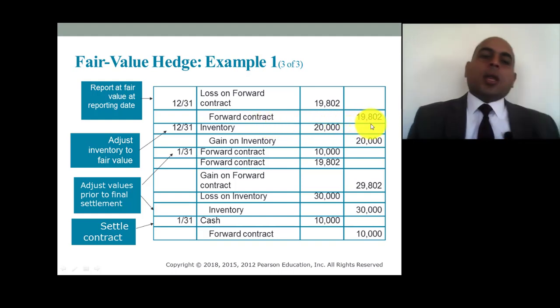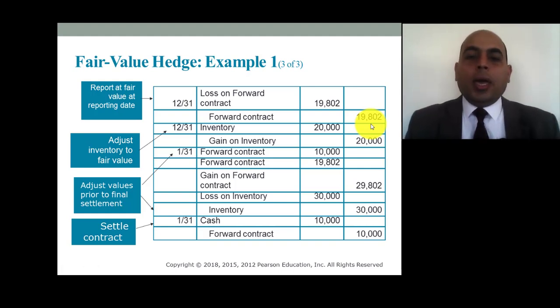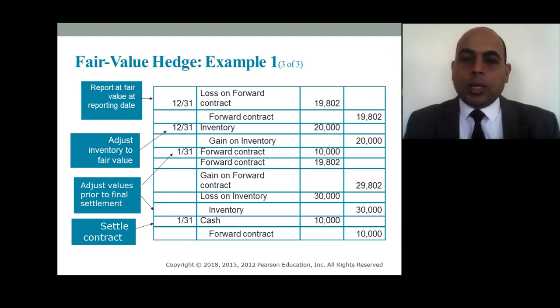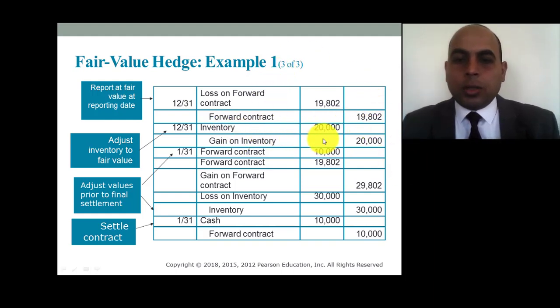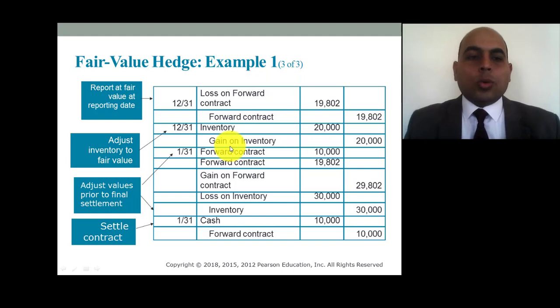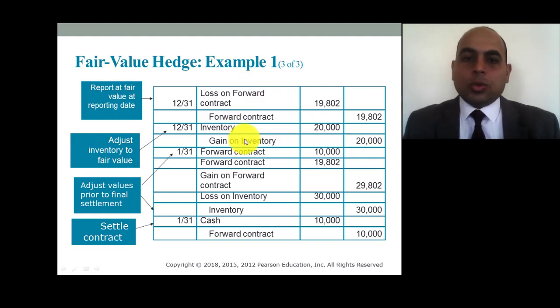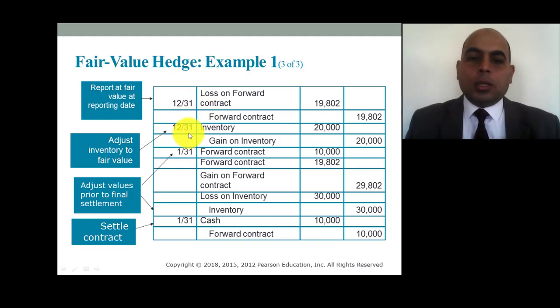On the other hand, we have to recognize the amount of gain on inventory as the value increased from 90 to 92. So the amount is 20,000. Inventory will be debited by 20,000, and we will recognize the gain on inventory also by 20,000. This is on the date of preparing the financial statement on 31 December.